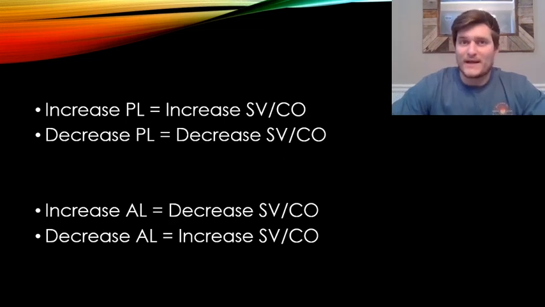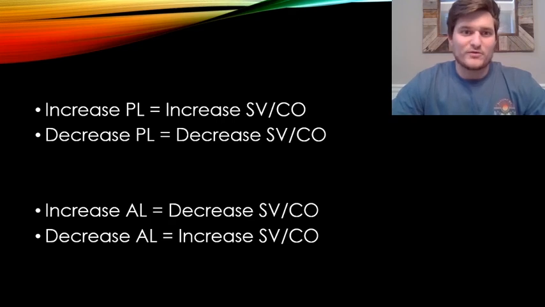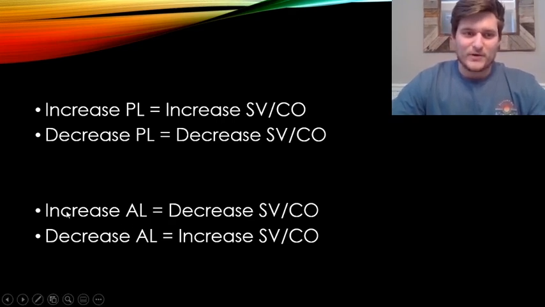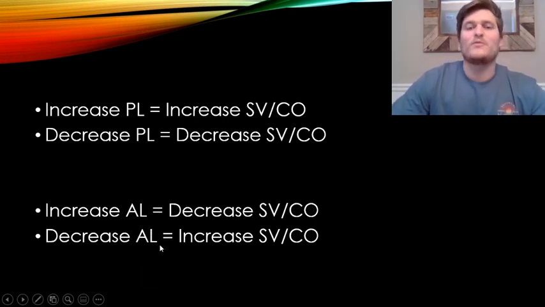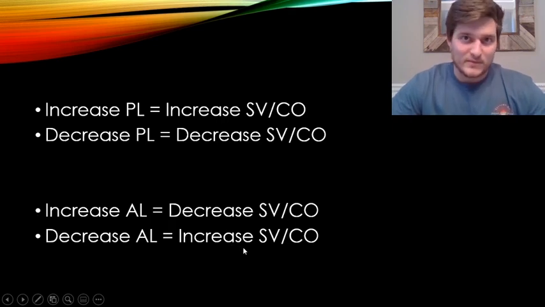Stroke volume and cardiac output are also impacted by arterial or aortic pressure as well. If that aortic pressure increases, that's going to decrease the velocity of shortening and therefore decrease also the stroke volume and cardiac output produced by the left ventricle. However, if there is a decrease in afterload, there will be an increase in stroke volume and cardiac output.